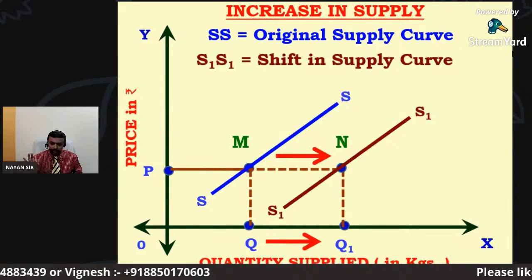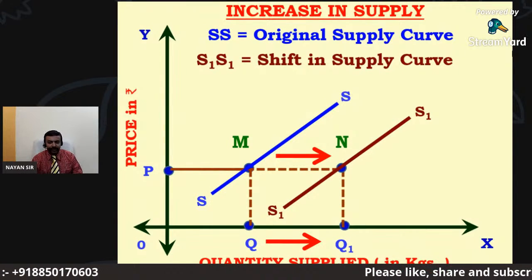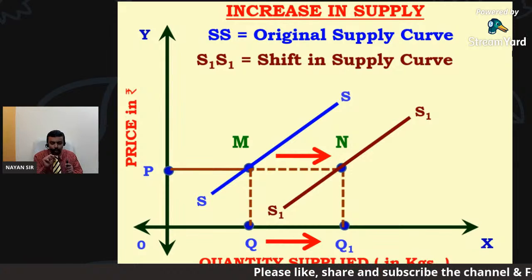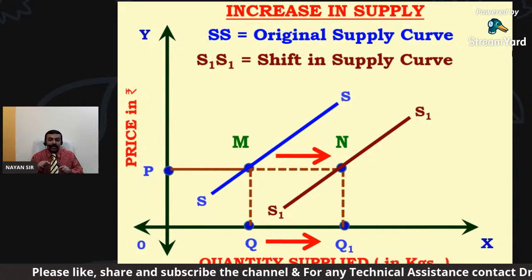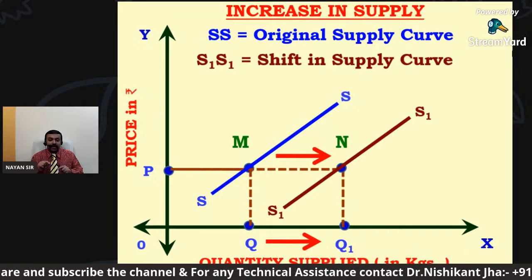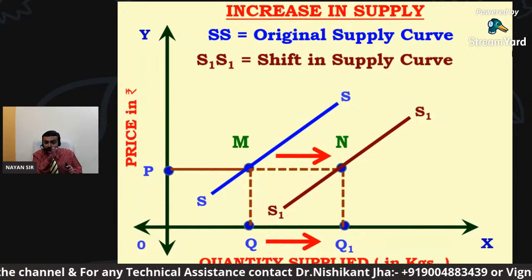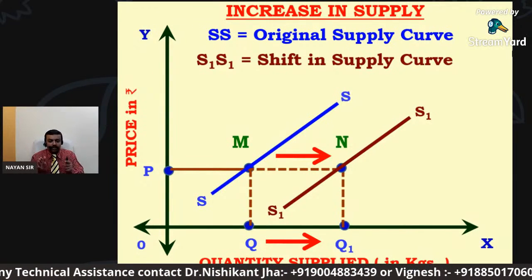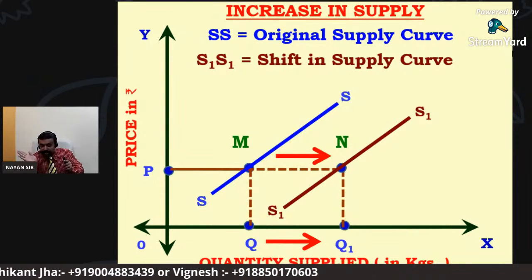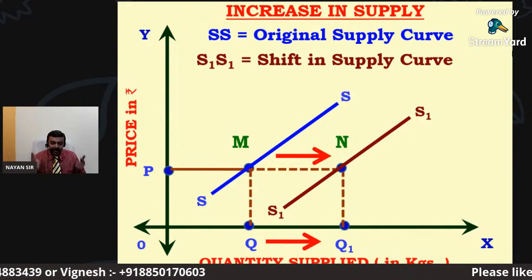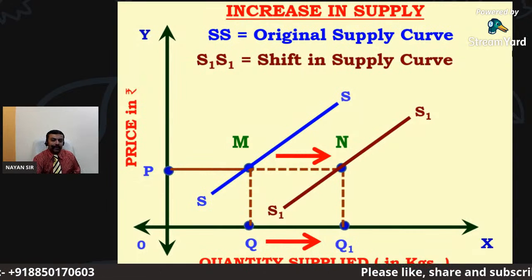Quantity supplied is shown on the x-axis, price on the y-axis, same thing. Supply rises from OQ to OQ1 at the same price. Price is constant, OP only. This results in an outward shift of the original supply curve to the right. From the SS curve, to the right is S1, and this is called an increase in supply.